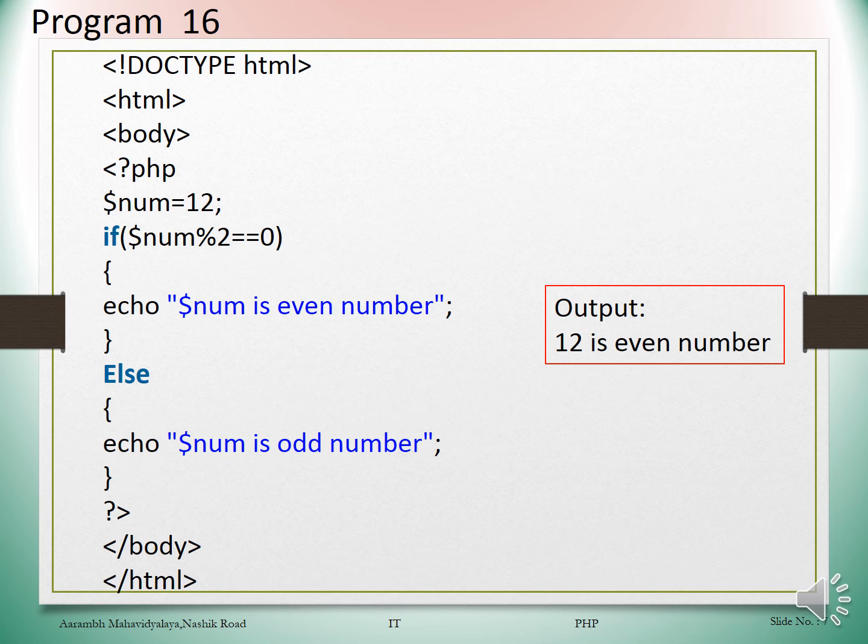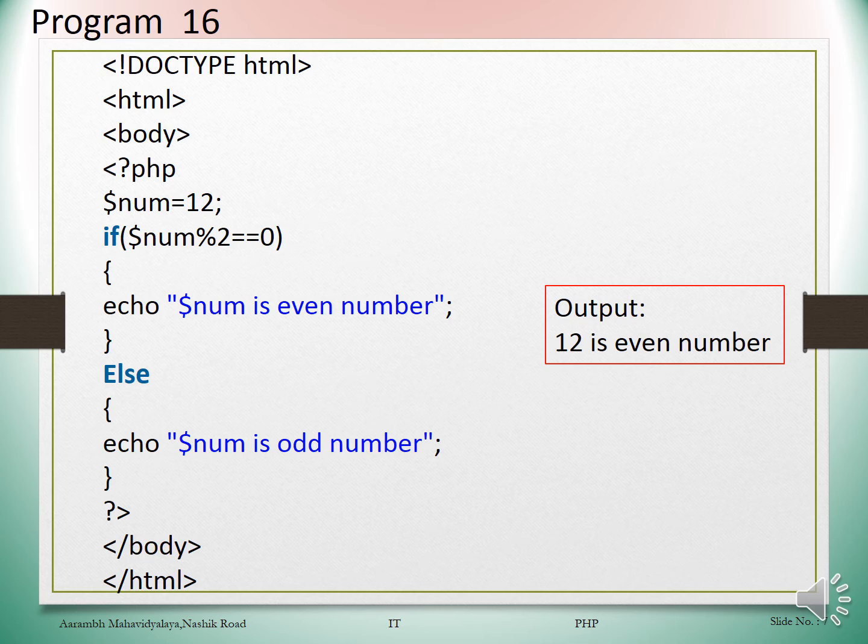Here, if num mod 2 equal to 0, a double equal sign is used, and here a single equal sign is used. The single equal sign is used for assigning a specific value to the variable, and the double equal sign is used to check both sides, whether the value of the variable matches the entered value or not. Then by using the echo statement, we will display the message if that number is even or odd.